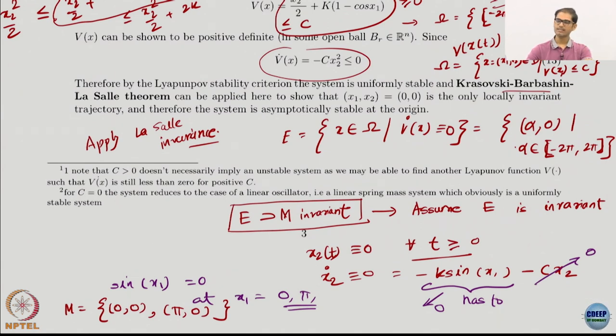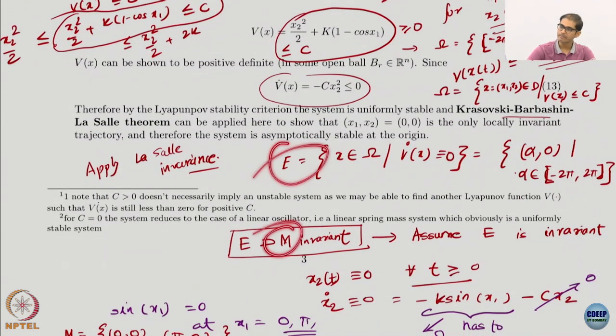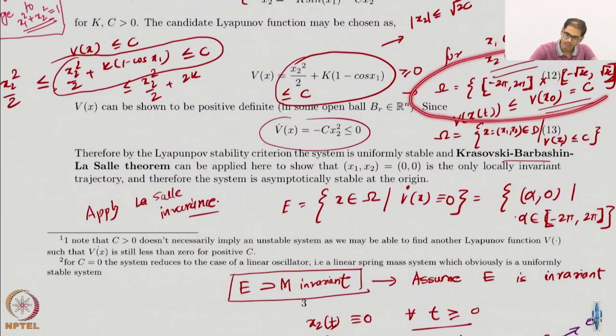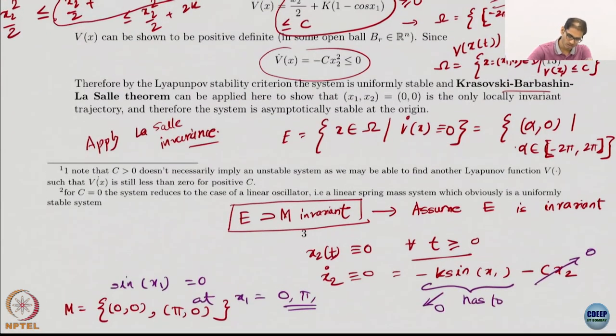So, what does LaSalle invariance say? Because I have satisfied all the requirements of the LaSalle invariance, I constructed a compact invariant omega. I had a V positive semi-definite, V dot negative semi-definite in omega. In fact, it is in D, but in omega also. And then I constructed the E and the M sets. So, I have satisfied all the requirements of the LaSalle invariance principle. It says that if I start in this set omega, not anywhere in the domain, then I will converge to this.